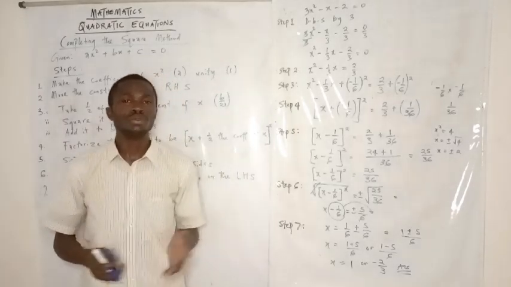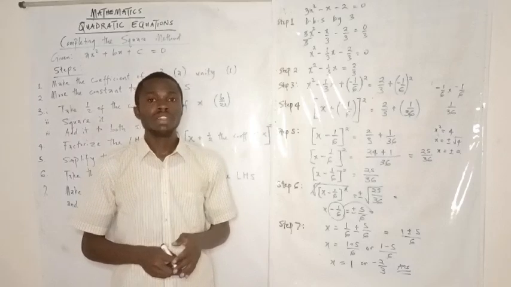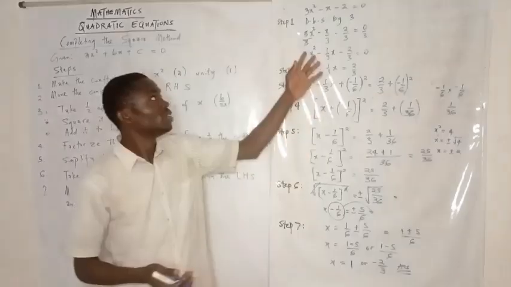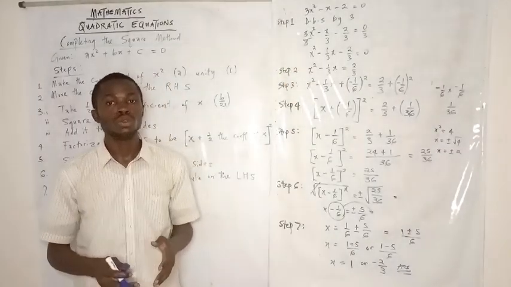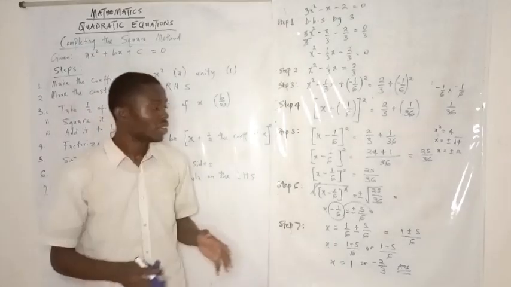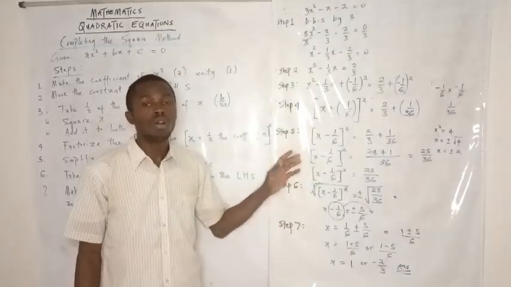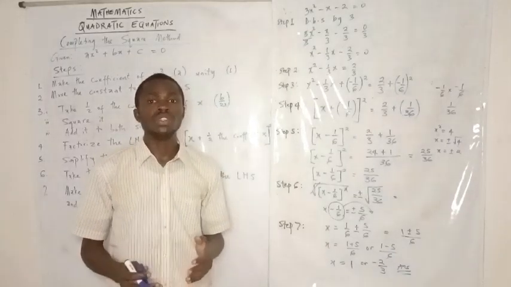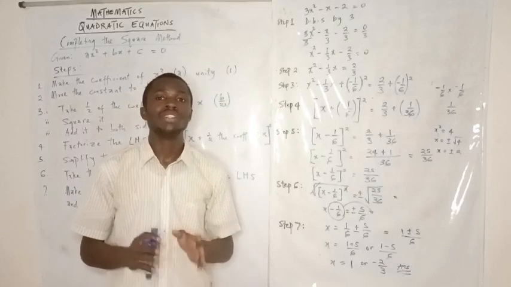Now you may be wondering, why do we have to go through the rigors and the stress of completing the square method? Well, you need to know it because not all quadratic equations are factorizable in themselves. There are some that you may not be able to factorize, and the only way to find their solution is either you use completing the square method, or you use formula method. Secondly, you may be instructed to find the roots of a given quadratic equation using a particular method.